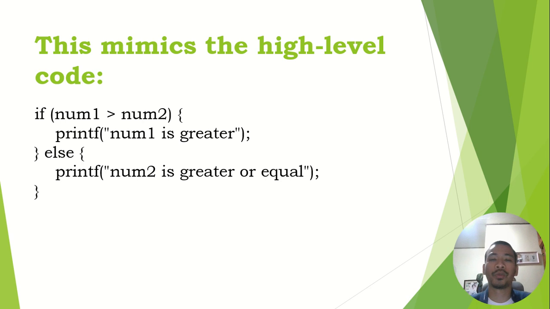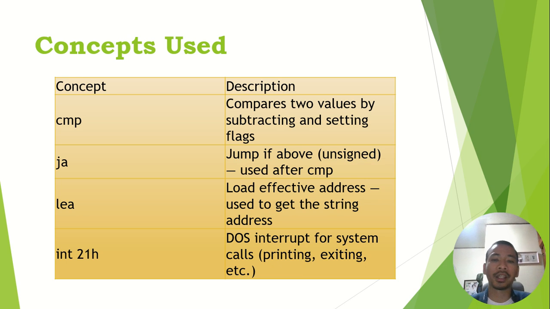But in our goal here, we're going to create a simple assembly language MASM code that mimics this if-else statement. So the concepts used here, I'm going to read them. CMP compares two values by subtracting and setting flags. JA, jump above, means jump if above, for unsigned comparison, used after CMP. LEA, load effective address, is used to get string addresses. And INT 21H, the DOS interrupt, is used for the system exit.